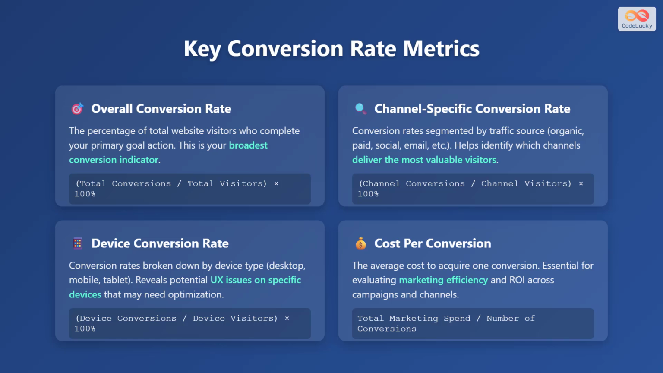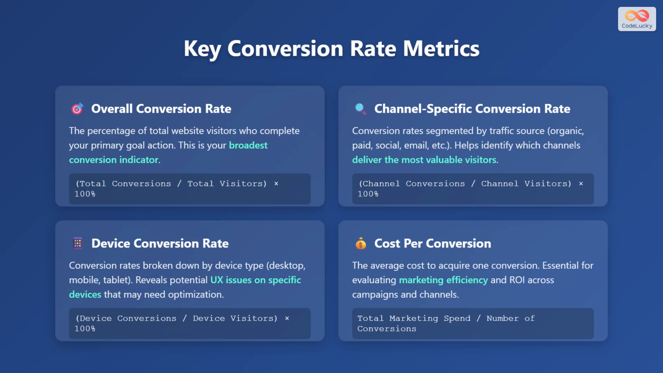Next, we have channel-specific conversion rate. This breaks down conversion rates by traffic source, such as organic, paid, social, and email, helping you identify which channels deliver the most valuable visitors. The formula is channel conversions divided by channel visitors, multiplied by 100%.